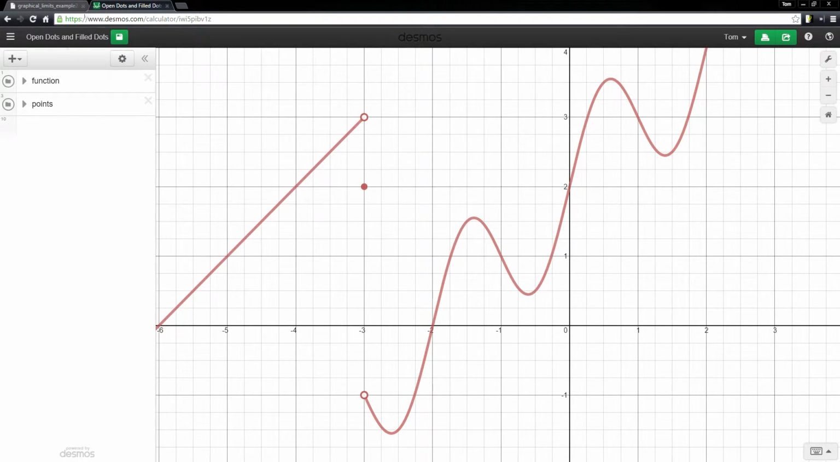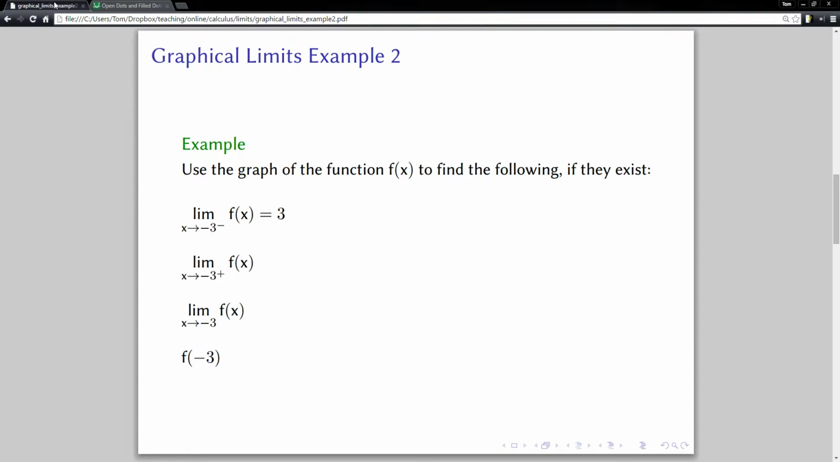So as x gets closer and closer to negative 3, the y values are going to be getting closer and closer to negative 1. So the limit as x goes to negative 3 from the right of this function is going to be negative 1. So we know both of the one-sided limits as x goes to negative 3, the limit from the left and the limit from the right.